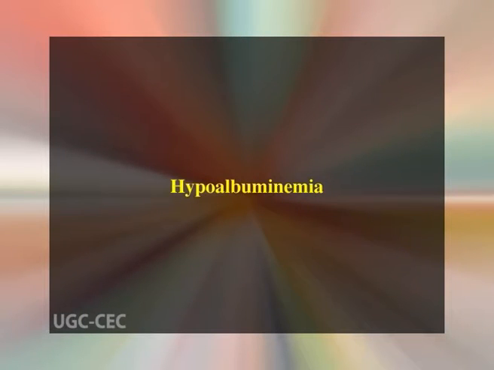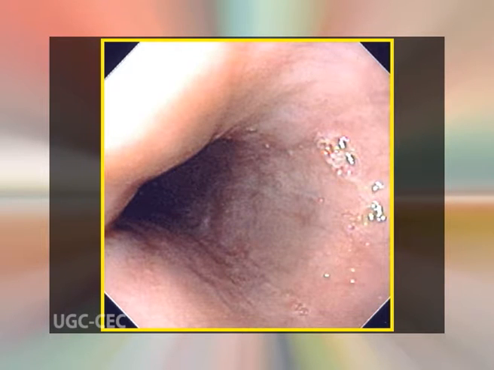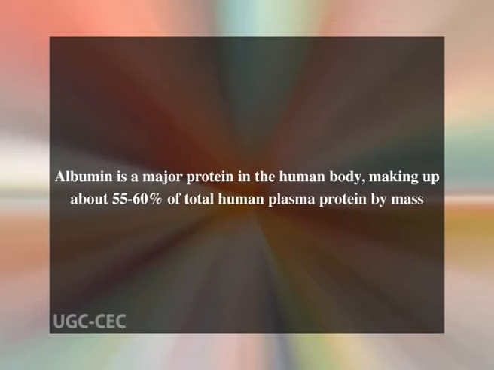Now the hypoalbuminemia. Hypoalbuminemia is a medical sign in which the level of albumin in the blood is abnormally low. It is a type of hypoproteinemia. Albumin is a major protein in the human body, making up about 55 to 60% of total human plasma protein by mass. Many hormones, drugs, and other molecules are mostly bound to albumin in the bloodstream and must be released before becoming biologically active.